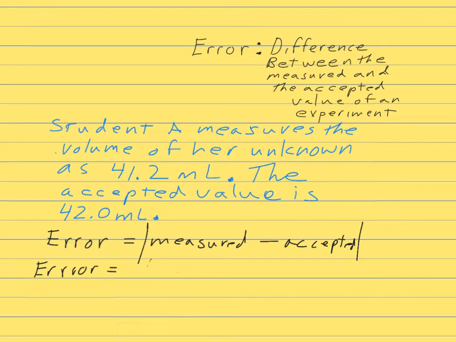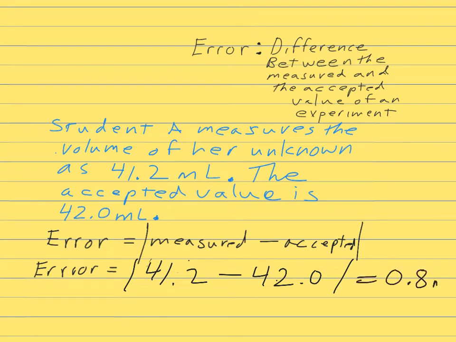Your error is the absolute value of your measured minus your accepted. So the student's error would be 41.2 minus 42, or 0.8 milliliters. That would be her error. Now, is that good or bad?